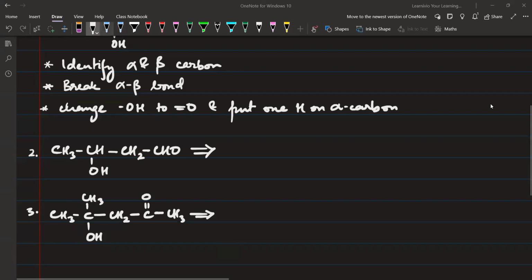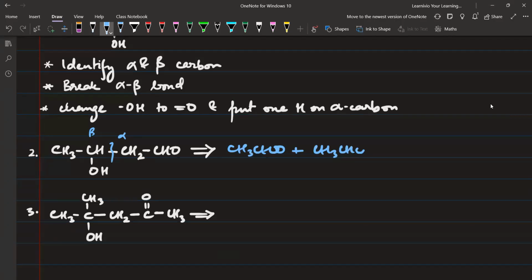So we identify the alpha and beta and break, then you will get CH3CHO plus CH3CHO. Now in this, again we identify the alpha. This is my alpha, this is my beta carbon. Break both. CH3 C double bond O will form, and here also CH3 C double bond O and CH3.